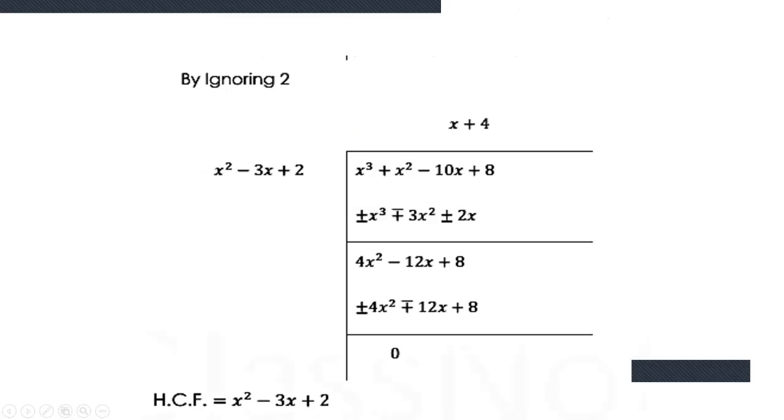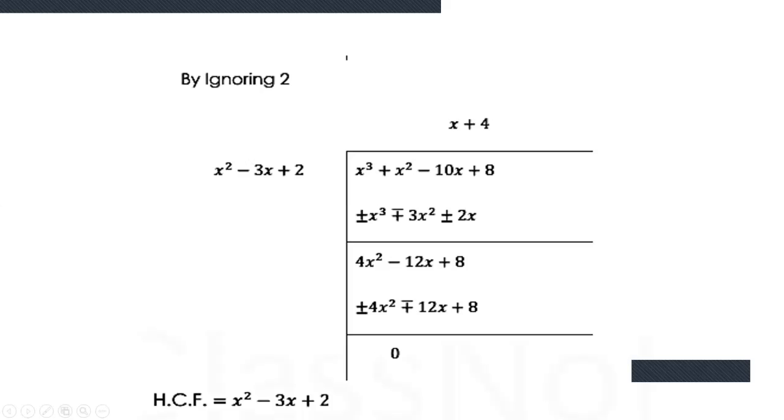x squared minus 3x plus 2, and here x cube plus x squared minus 10x plus 8. What should we multiply to x squared so that we get x cube? Here is x squared and here is x cube. We will multiply this term by x. Here we have x to the power 2 and there x to the power 3, so we need one more x to get x cube. So we multiply this term by x.